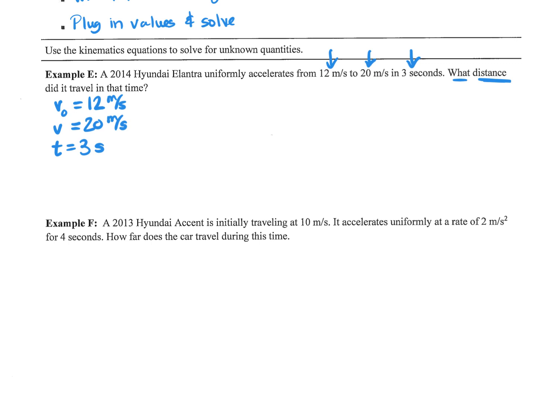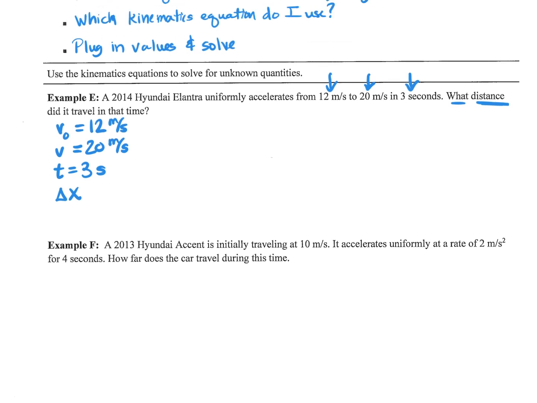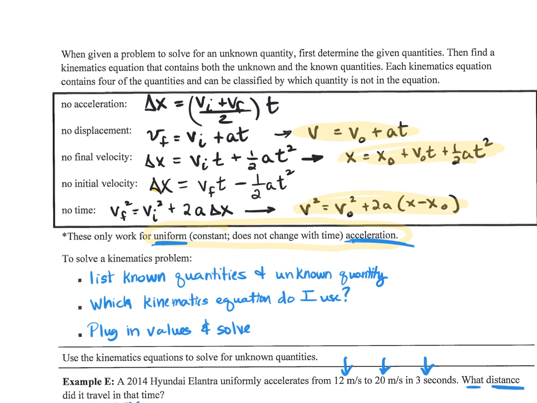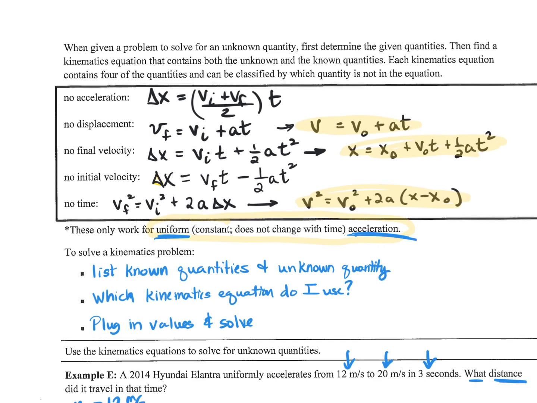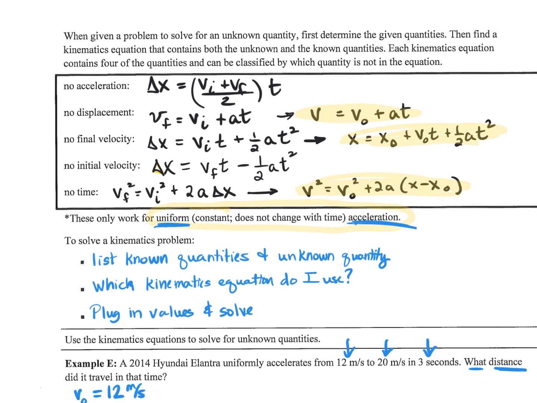What distance did it travel? So what is it asking for there? Distance it traveled means we are looking for delta x, aren't we? How much did the distance change? Now we have to pick which equation we're going to use. What are we missing here? We have velocities, but we don't have the acceleration, do we? So which one of these equations does not have acceleration? Delta x. Yeah, that's the one we have to use, guys.